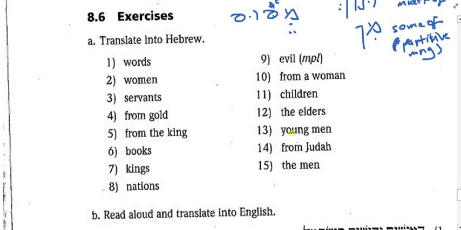So let's look at the Chapter 8 homework, and we'll look at Section A. Are there any questions that you have about this that we can walk through? Let's look at number 15 here. So we have the men, right? So what is the word for man, first of all? Ish.